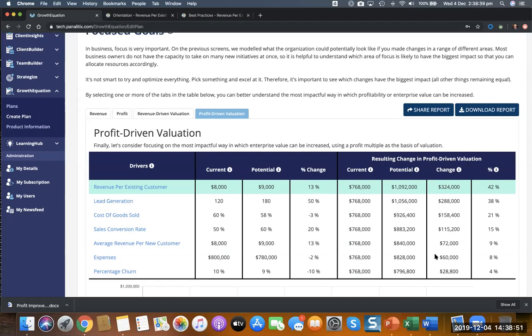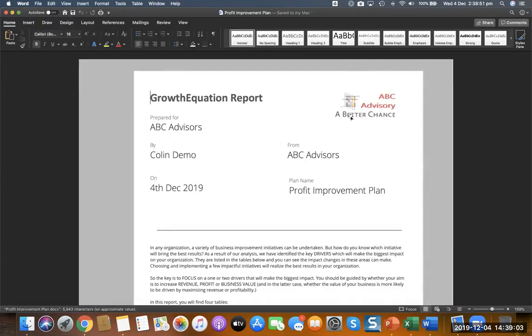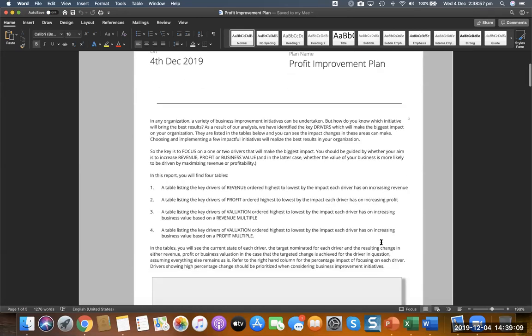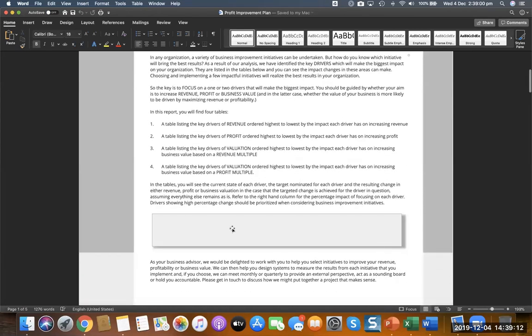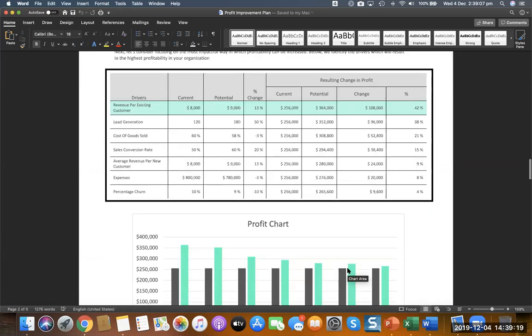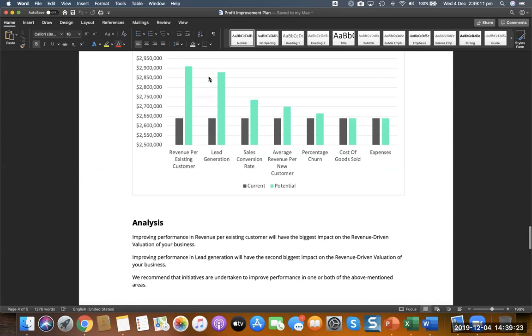So if we've applied a multiple to profit, for example, and that multiple is 3, then the potential change will be 3 times what you saw on the profit table. And so I'll just open the report for you here. You'll see this is branded. You'll have your logo right in there. It's rendered in Microsoft Word. You can go in, you can make changes to all of that. Any notes that you made will appear in that box there. And so you've got your tables and your charts and so on. And you can send that as a deliverable to the clients once you've finished the meeting.